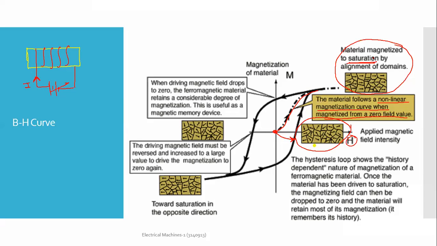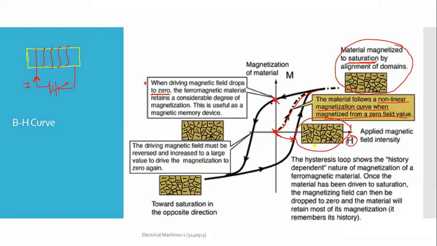Now, when the driving field drops to zero, the ferromagnetic material retains a considerable amount of magnetization. This is one of the important properties for the poles. Remember, we are discussing this because it is very important when we discuss the DC generator and DC motor machines, because in self-excited machines, this is one of the very important properties that is required.